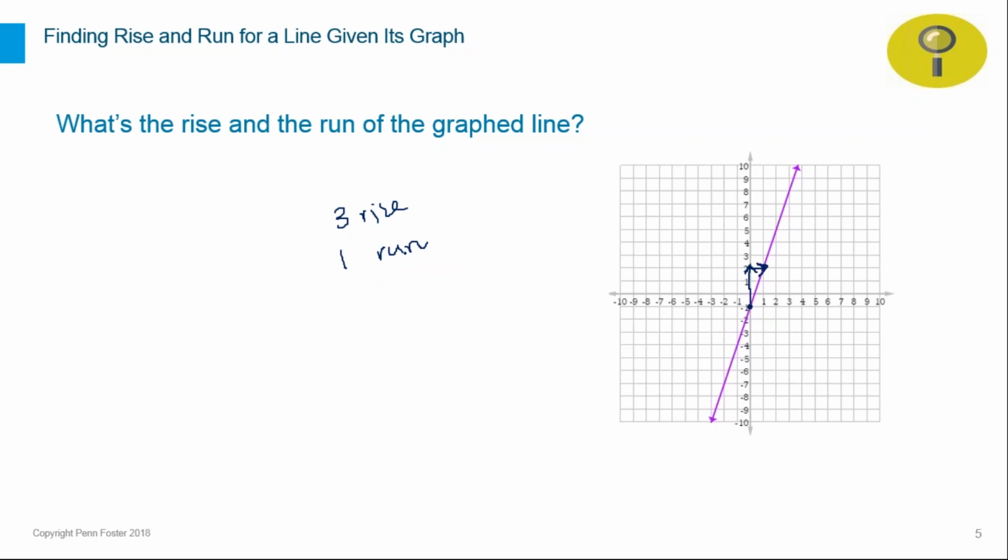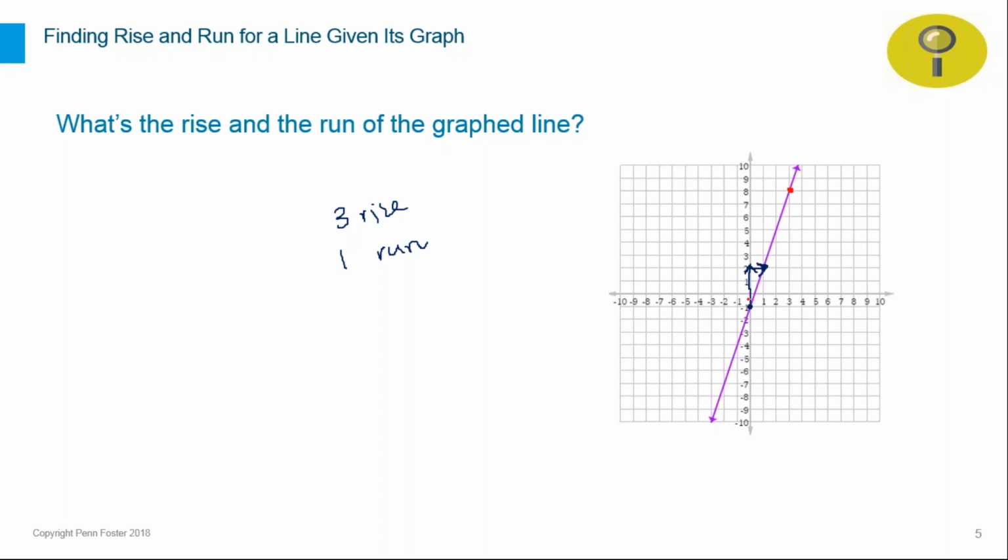Now, what if you have chosen another 2 different points? Let's change the color to make them different. Let's keep the first point the same, but what if you chose this point instead to be your second point? Would it give you the same rise and run?